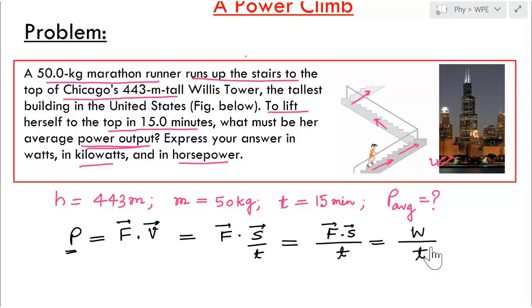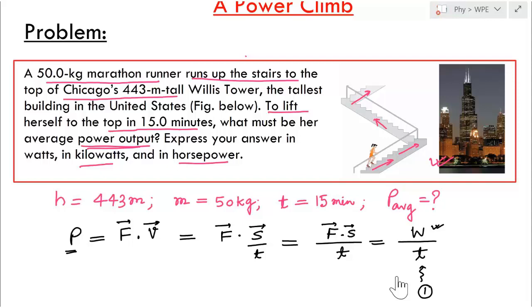So you can calculate power in 2 ways. In the first method, you can calculate the work done by this runner going from the bottom to the top of this tower, and then you divide by the time taken. In this case the time taken is 15 minutes. So you divide by the time taken and then you will get the average power. So this is the first method of calculating the power.